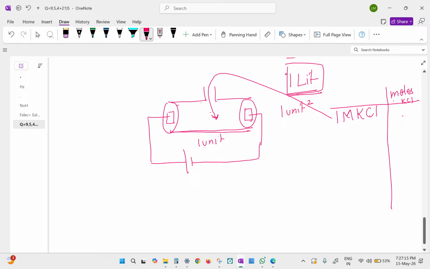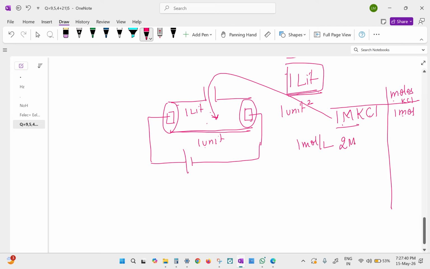Remember, I have poured 1 liter. What is the meaning of this? Isn't it 1 mole per liter? Yes, ma'am. So if I'm pouring 1 m KCl and the volume that can be held in it, for simplicity's sake again, is 1 liter, how many moles of KCl is going in? 1 mole. Okay.